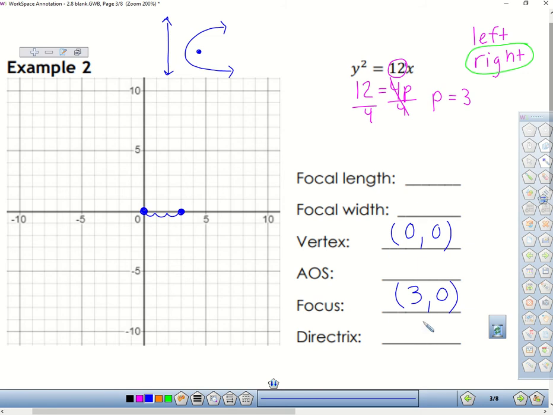Once you find the focus, you need to find the points on each side. So you take 2 times p, and that's going to be your 2 points. So 2 times absolute value of p is 6. So my points are going to be 6 units down and 6 units up.